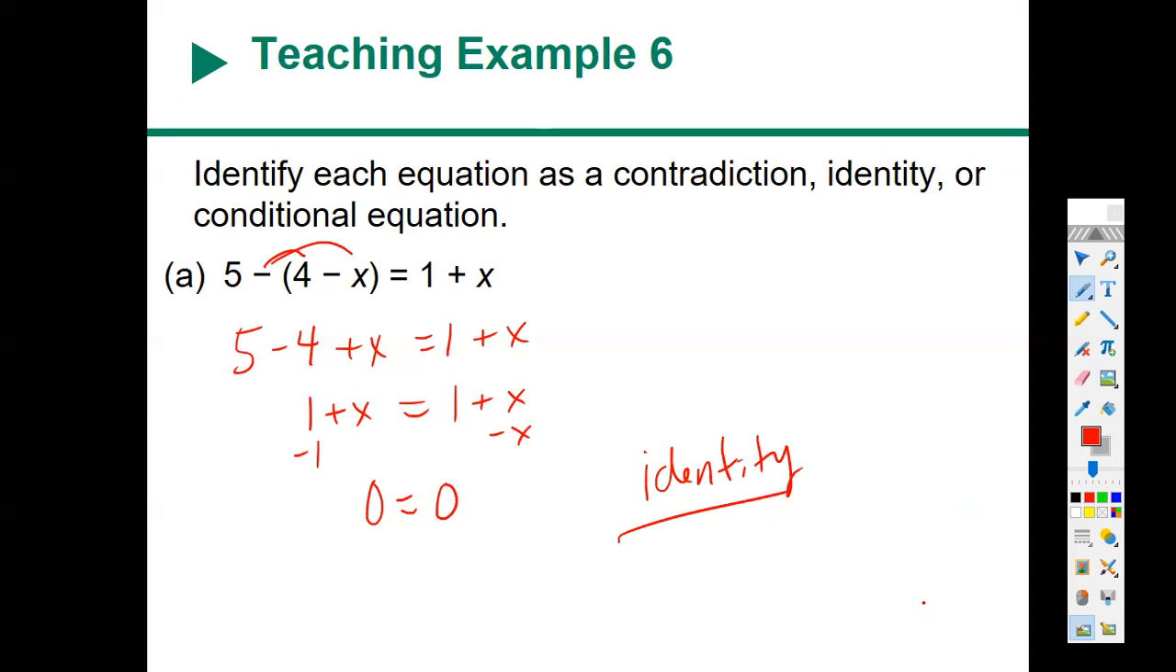Questions, comments, or concerns? Okay. C needs to know what is contradiction. So what is a contradiction? Contradiction means it's a false statement, right? That means I have nothing. Well, 0 equals 1. It makes a false statement, right? What does identity mean? I come down to 0 equals 0. And what does conditional come down to? X equals a number. Okay.